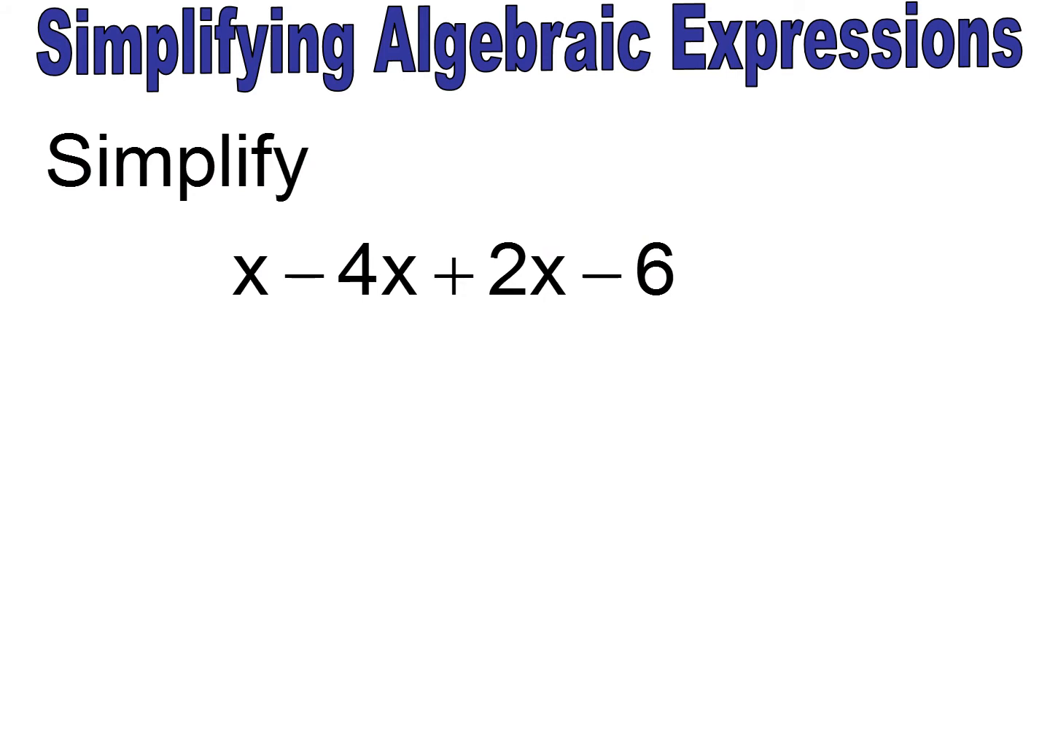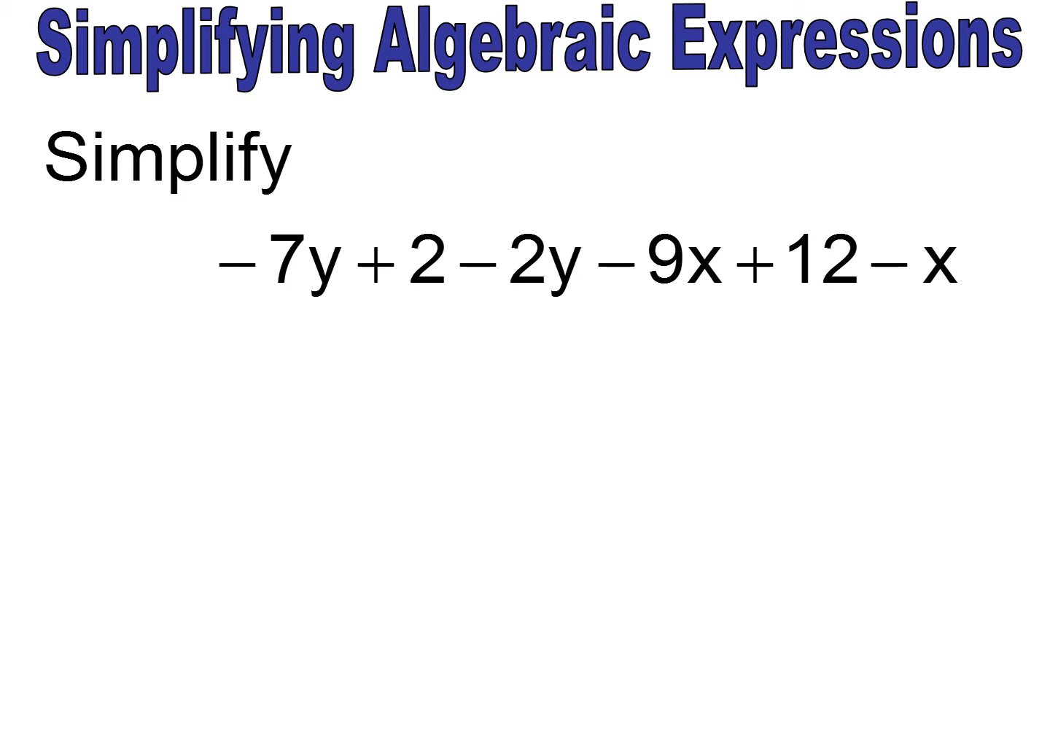Pause and try. So again, you see here we have a coefficient of 1 in front of that x. So you have 1 minus 4 will be a negative 3, plus 2 would give you a negative 1. You won't see a coefficient of a negative 1, you'll just see the negative sign for x, and there's nothing to combine with the negative 6, so you just bring it down in the expression.